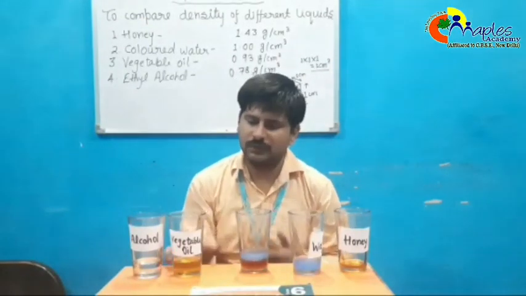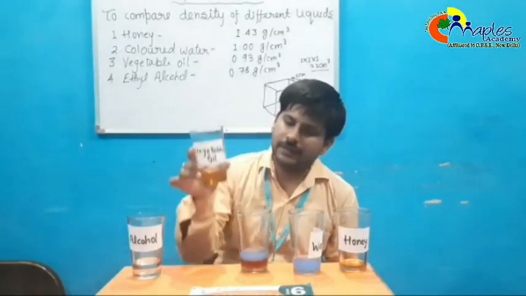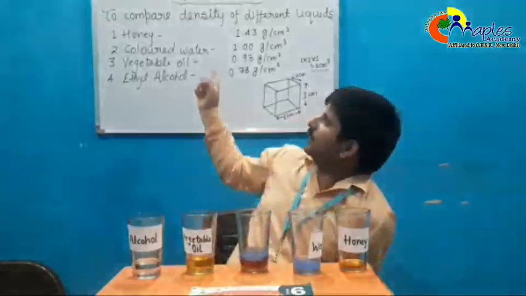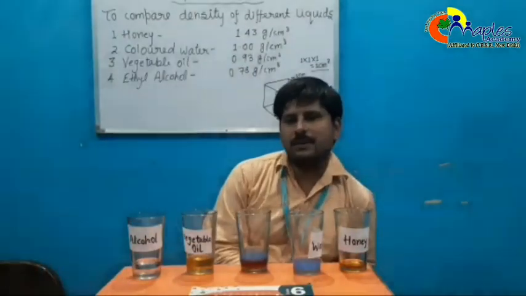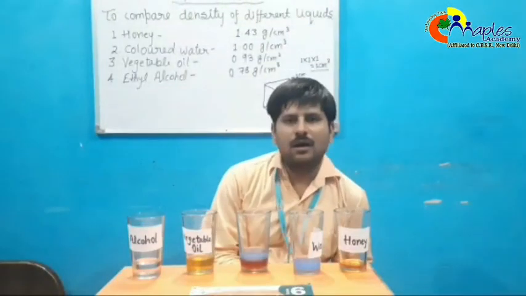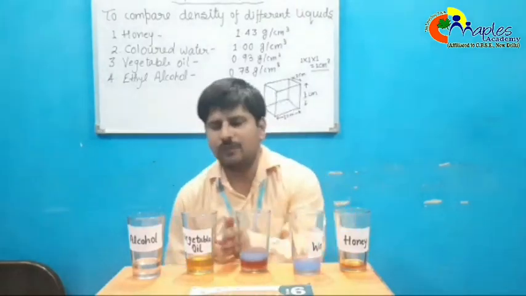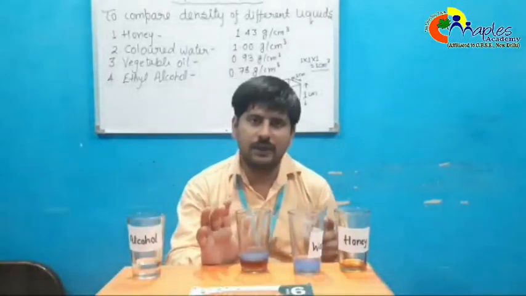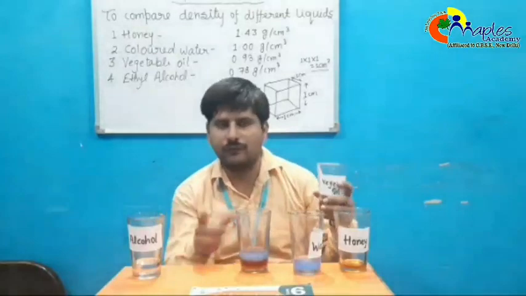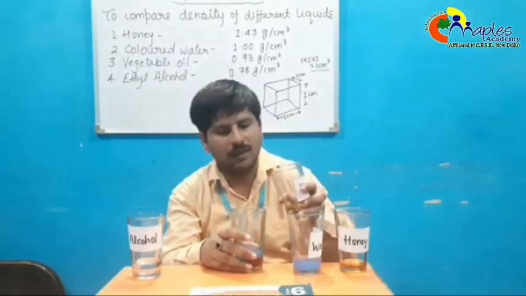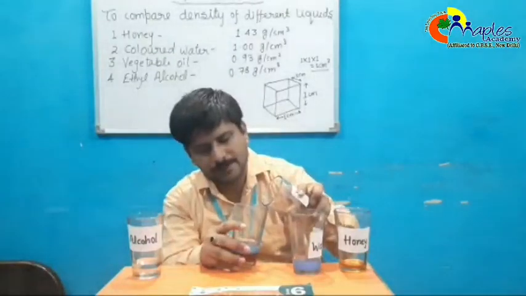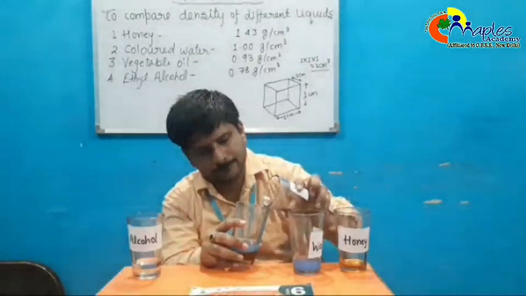Now we will take our third liquid, that is vegetable oil. Now the density of vegetable oil is 0.90 gram per centimeter cube, that is lesser than water. So when we put vegetable oil in this solution, it will also make another layer over water. So let us do this, and we will do it very slowly.